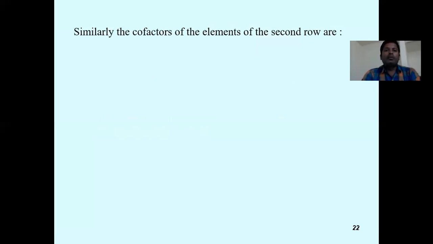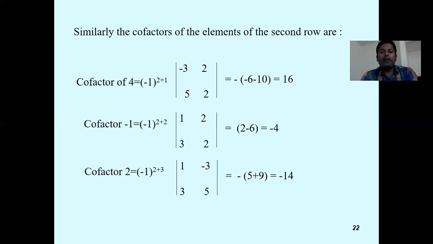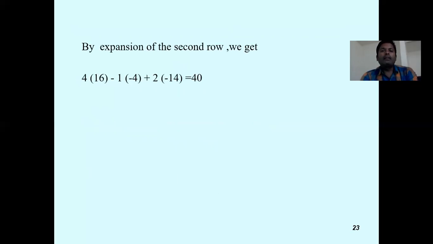Similarly, the cofactors of the elements of the second row. Cofactor of 4: minus 1 to the power of 2 plus 1, we get 16. Cofactor of minus 1: minus 1 to the power of 2 plus 2, and the remaining we write 2 minus 6, we get minus 4. Cofactor of 2 also, we get minus 14. By expansion of the second row, we get 4 into 16 minus 1 into minus 4 plus 2 into minus 14, we get 40.